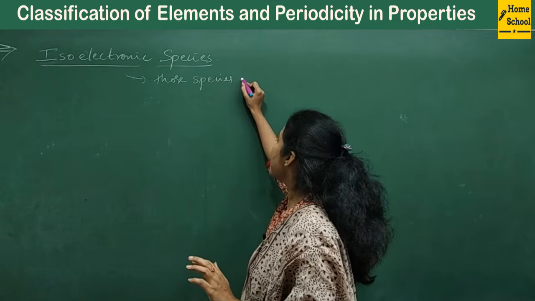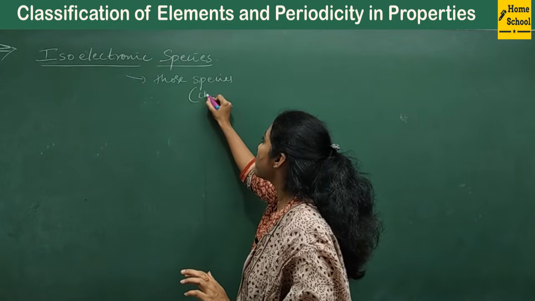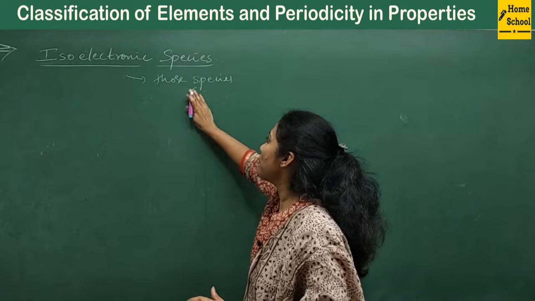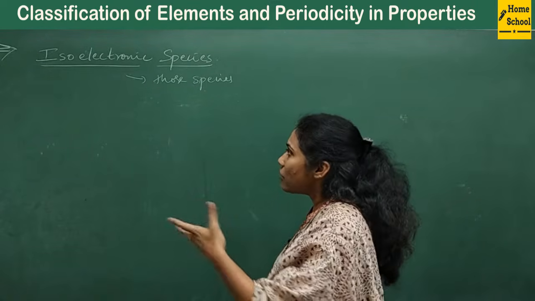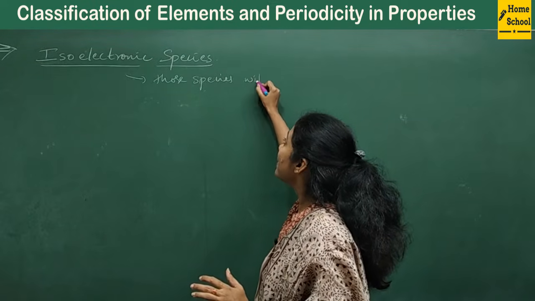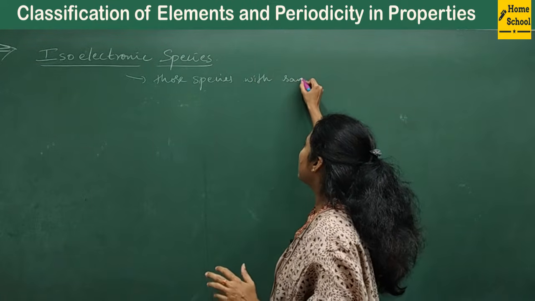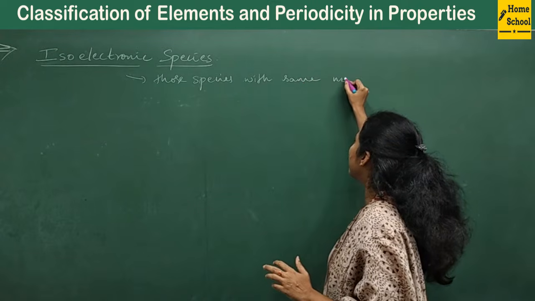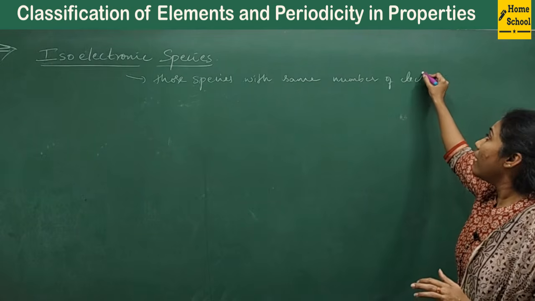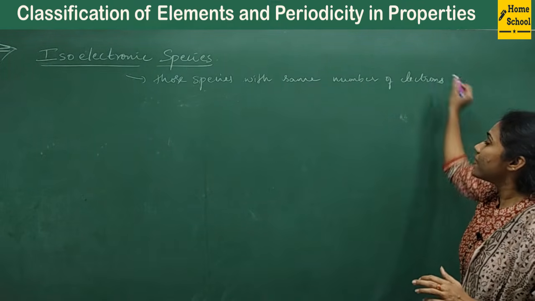So those species, especially, it is always charged or uncharged. I cannot specifically say only charged. So charged or uncharged species with the same number of electrons. This is important. Same number of electrons is called isoelectronic species.